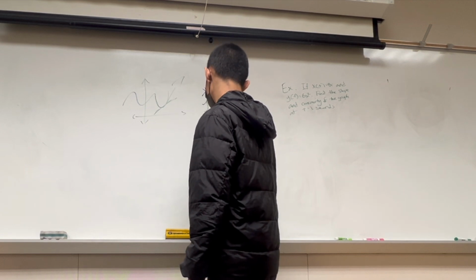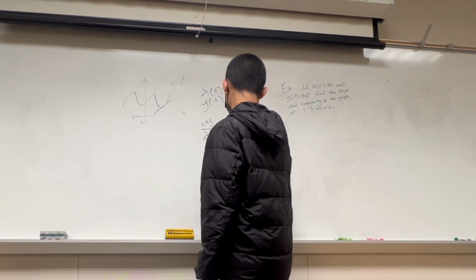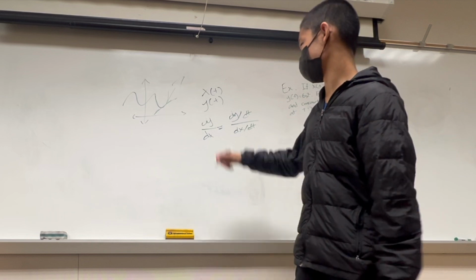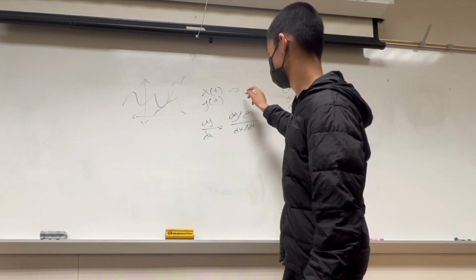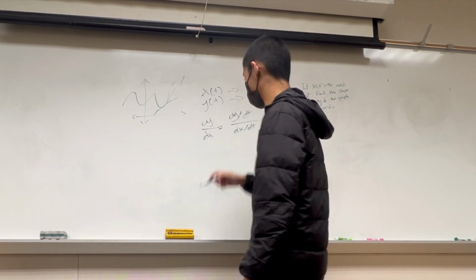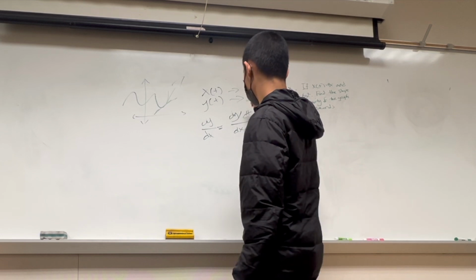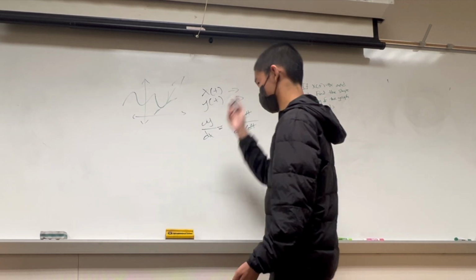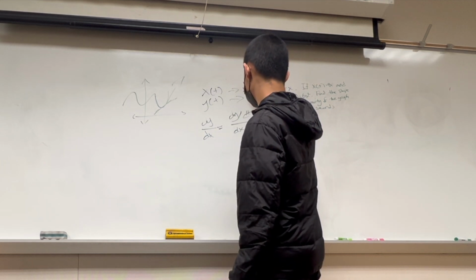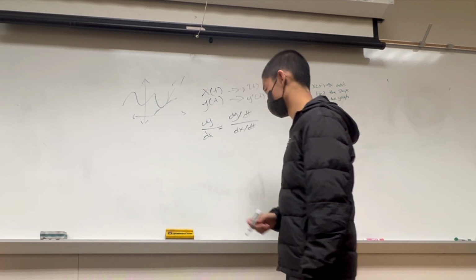dy over dx is equal to dy over dt over dx over dt. So what does that mean? That means we have to find the derivative of x of t with respect to t and the derivative of y of t with respect to t. We just differentiate, the way you differentiate any equation. So we find x prime of t and y prime of t, and take y prime of t over x prime of t.